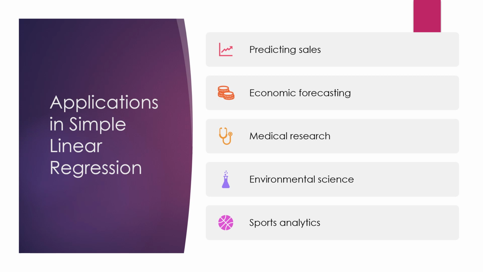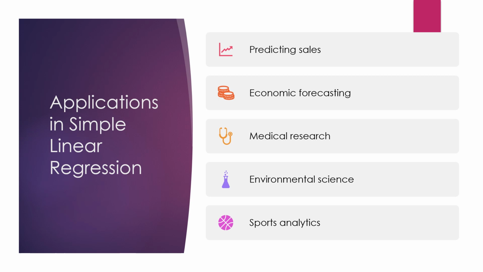Here are applications of simple linear regression: predicting sales, economic forecasting, medical research, environmental science, and sports analysis. In predicting sales, simple linear regression can be used to analyze the relationship between advertising spending and sales to predict future sales based on advertising spending. In sports analytics, it can be used to analyze the relationship between a team's win percentage and various factors such as player statistics or coaching strategies. Similarly, simple linear regression can be used in other fields.